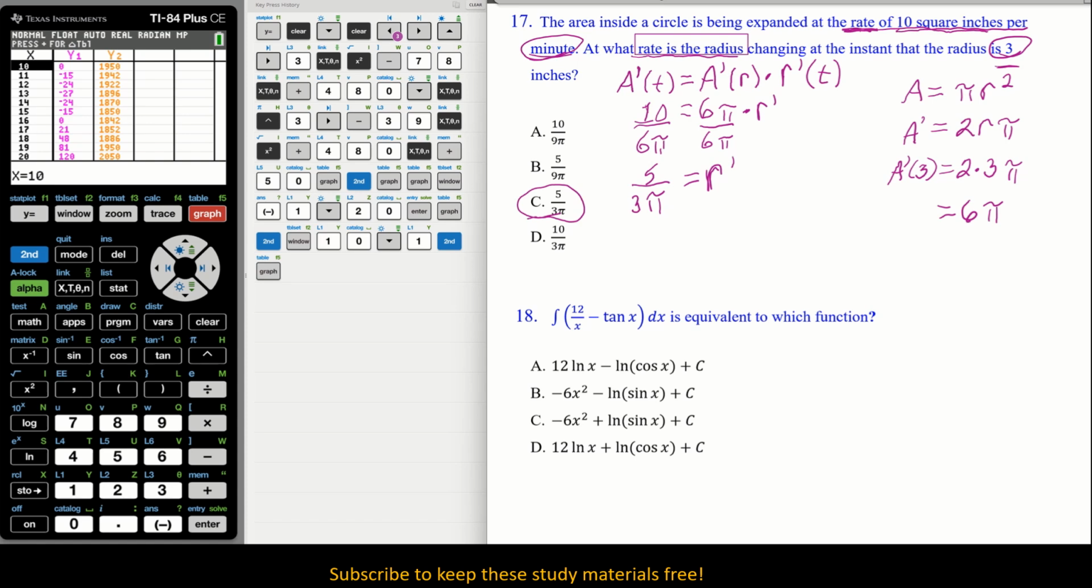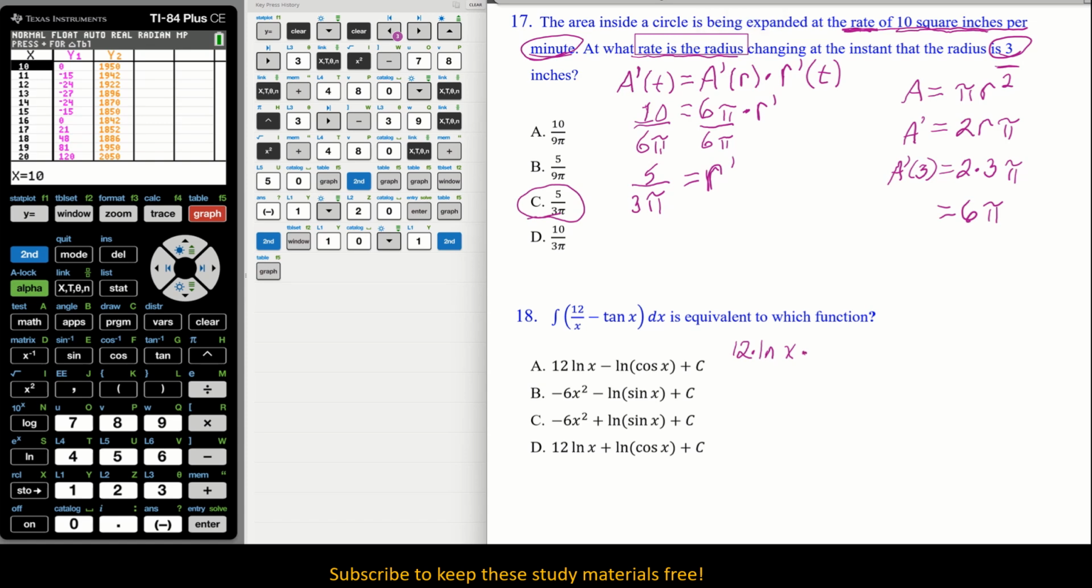The 12 will be hanging out there by itself. We just write it down and come back to it. Then what we have is really 1 over x, and 1 over x integrates to the natural logarithm of x. Those are technically multiplied together, so we've integrated that. Now we have tangent.